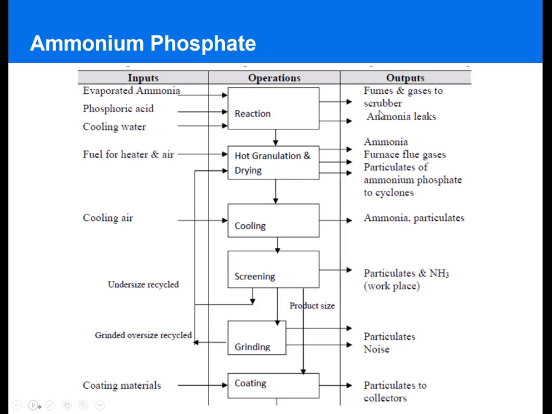This flowchart summarizes the production of ammonium phosphate, mixing vapor ammonia with phosphoric acid into the neutralization reactor, followed by granulation and drying and processing of the product for production.